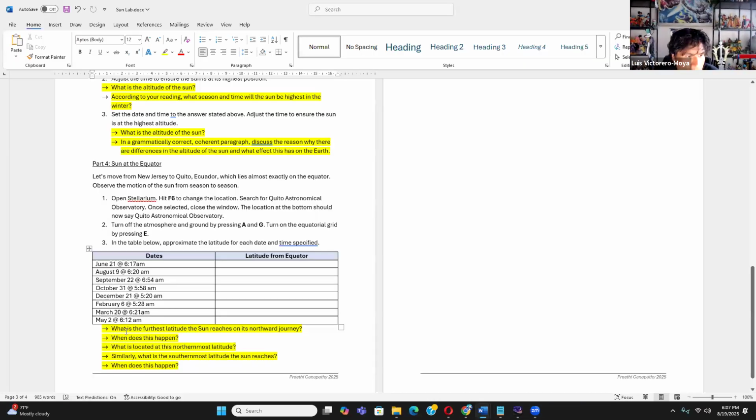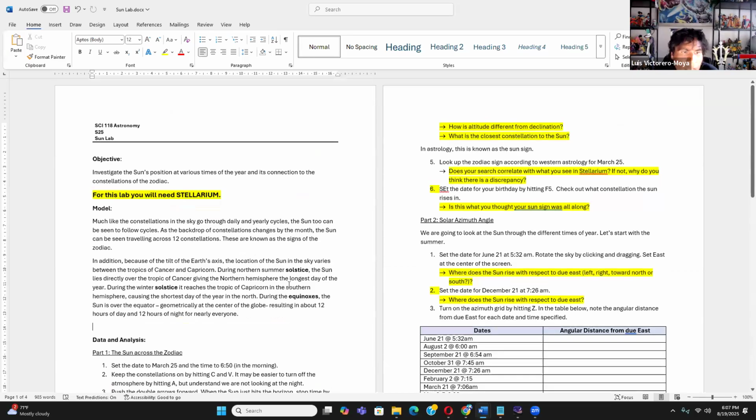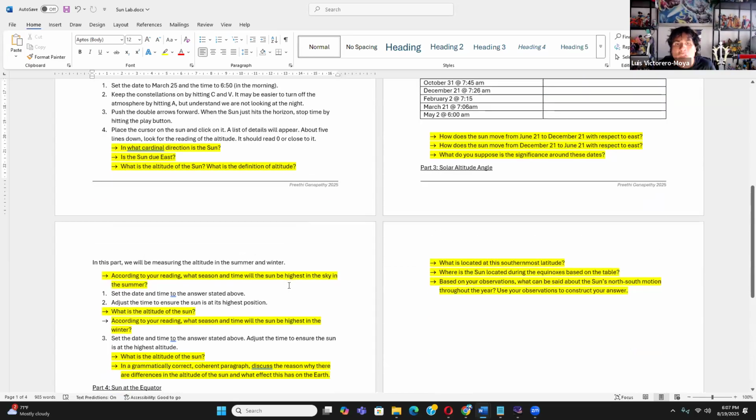And then you're going to answer what is the farthest latitude, and when does this happen? So you just fill in this table and then you look at which is the farthest, right? And that's pretty much for this lab. Nothing out of the extraordinary. If you have difficulties with one of these questions, please reach out.